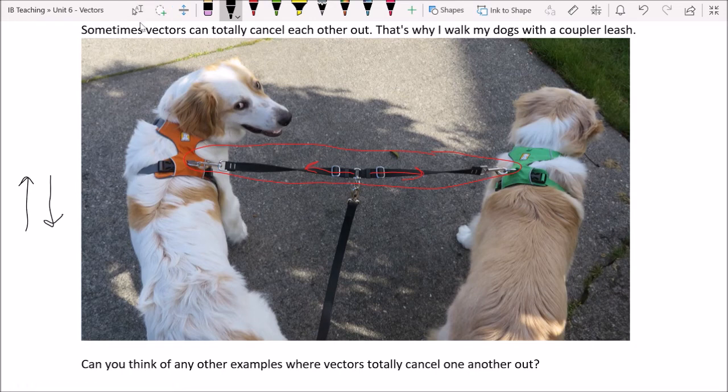Another example, and this one is kind of bigger and I really like it, is tug of war. In a game of tug of war, you could have like 10 people pulling this way, and you could have 10 people pulling this way. And even though all the people are different sizes, and even though they're all pulling with different forces, they can still cancel one another out. Kind of cool.